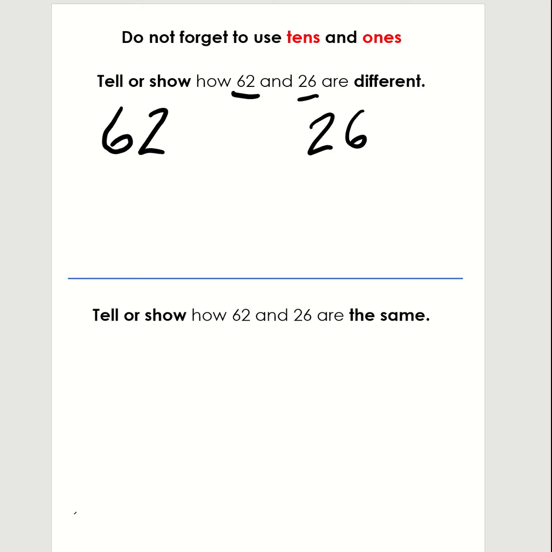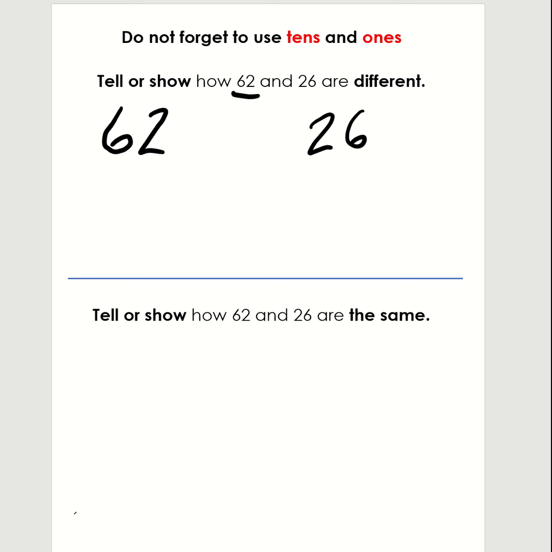A little strategy that I like to use when I look at my tens and ones, I draw my little T-chart. Tens and ones, tens and ones. So that way you can really see how many tens and how many ones we have in each of those. I'm going to erase that just so I have a little more room to draw on there.